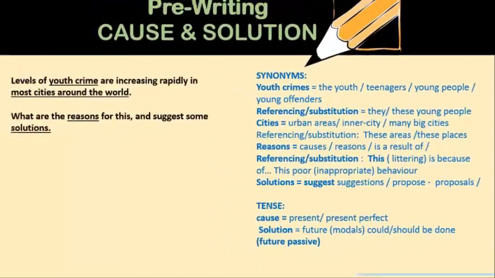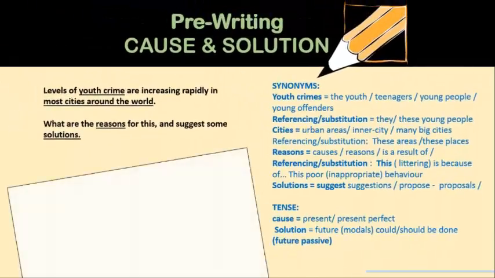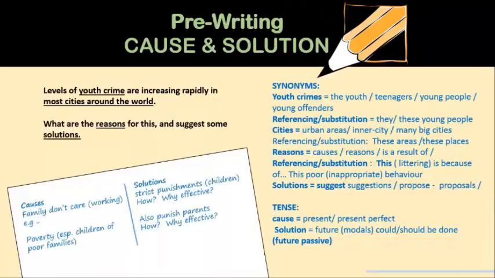Then again, we're going to take some notes. So we see the ideas coming up. Remember, we need to think of examples. So they've got two causes and then two solutions. So this looks like a simple 4-paragraph essay from the ideas they have.